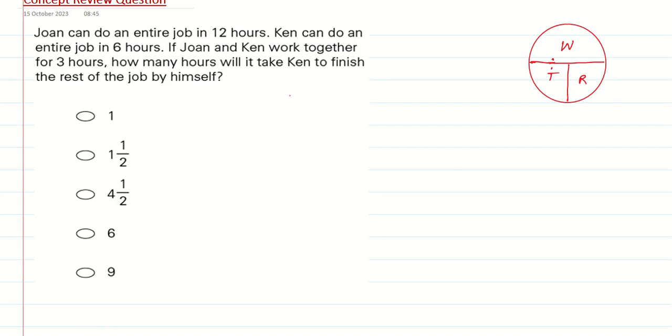How many people are there? John can complete the work in how many hours? 12 hours. And the same work done by Kane takes how many hours? 6 hours. John and Kane work together for 3 hours. Remember, that is later. How many hours will it take Kane to finish the work?